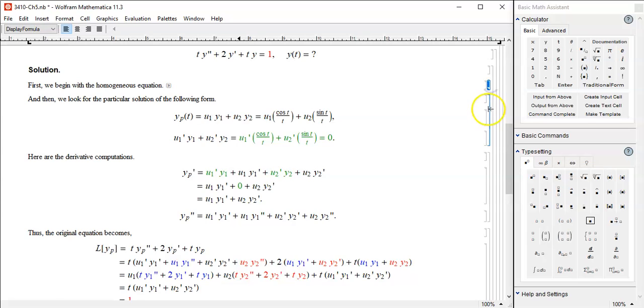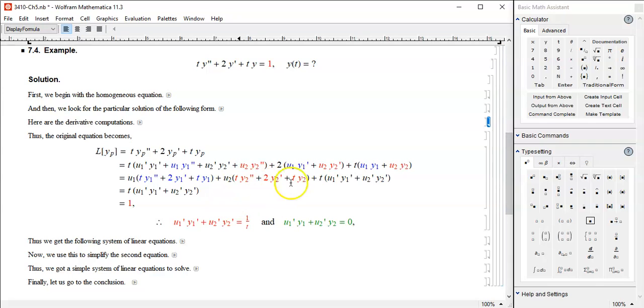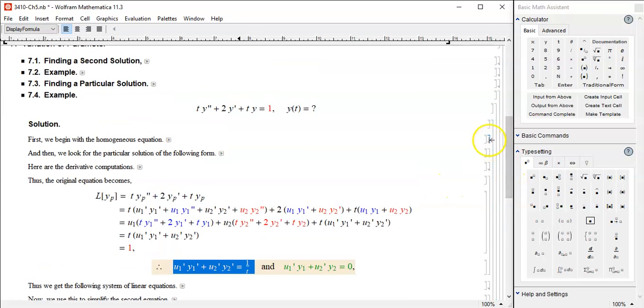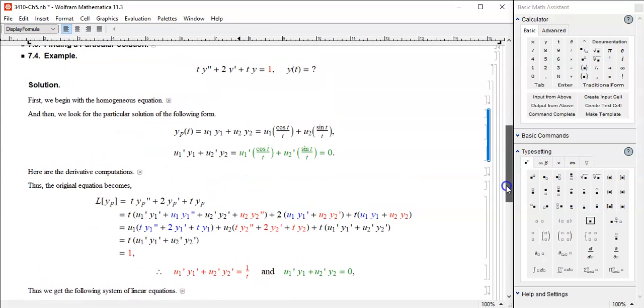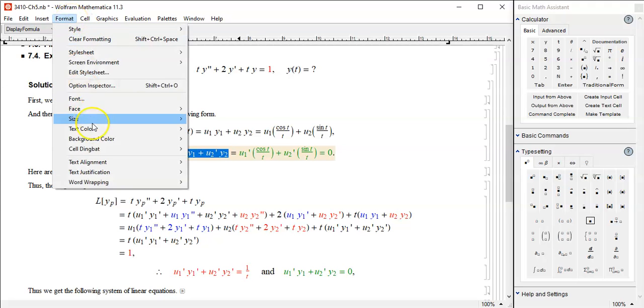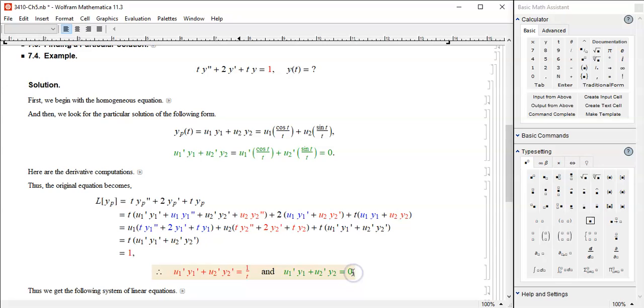Let's recap. Due to all these restrictions, what did we end up with? This is equal to 1, and here goes one equation. And then recall the second equation. I ended up closing this prematurely. Second equation there: u1 prime y1 plus u2 prime y2, that is equal to 0.